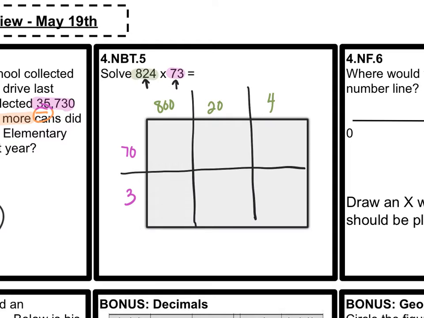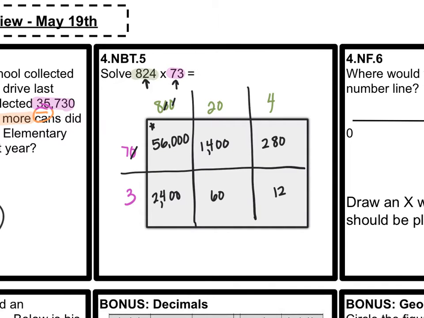So I'm going to start in this top square here. 800 times 70, well 8 times 7 is 56, and then I need to add 1, 2, 3 zeros to the end of that for 56,000. 800 times 3 is going to be 24 with 2 zeros for 2,400. 70 times 20, 7 times 2 is 14 with 2 zeros at the end is 1,400. 20 times 3 is going to give me 60. 70 times 4 is going to give me 280, and 4 times 3 is going to give me 12.